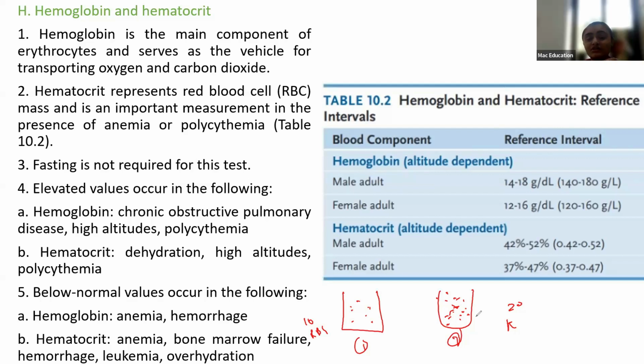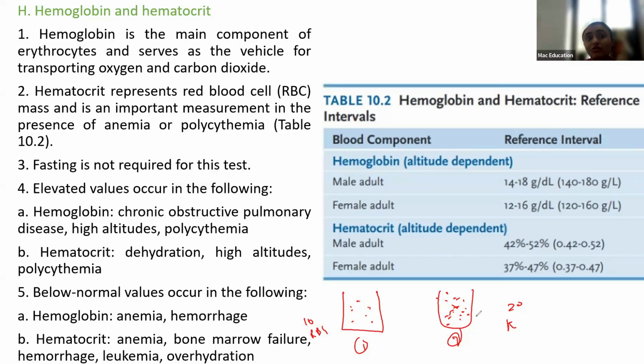Yes, when we go to higher altitudes, the oxygen level will keep decreasing. So our body does a compensatory mechanism and it produces more RBCs. As RBC production increases, the hemoglobin also increases, which can carry more oxygen in the blood to the tissue. So it is altitude dependent.